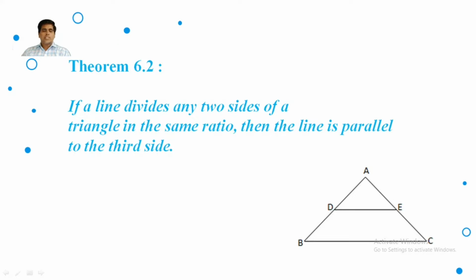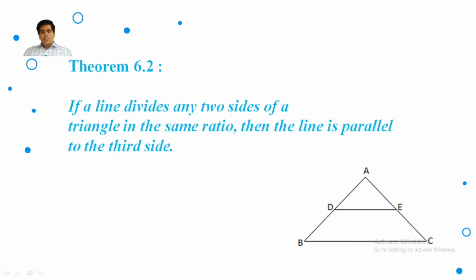Discussing Theorem 6.2, also known as the converse of the BPT theorem, the converse of the basic proportionality theorem, or the converse of Thales' theorem. What this theorem states is: if a line divides two sides of a triangle in the same ratio, then the line is parallel to the third side.